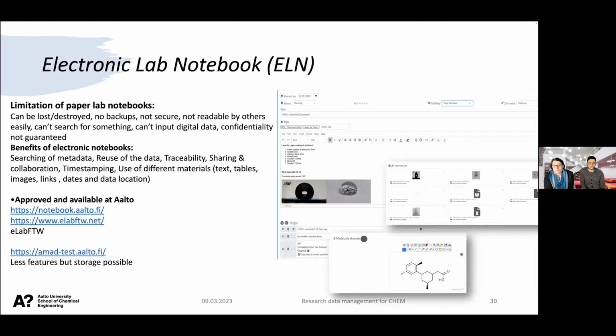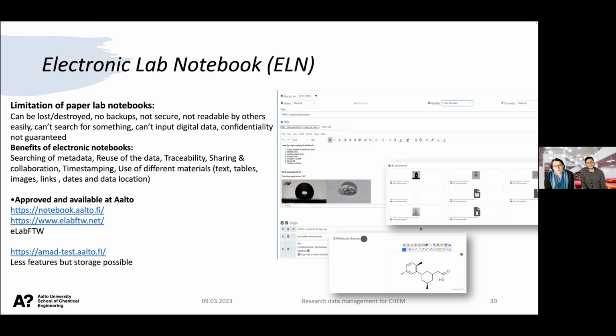So now we'll talk briefly about the electronic lab notebook. I hope you are all at least using a paper lab notebook. If you don't know why, it's because you need to keep all your metadata about what you did, what you observed, when you did it, where, with who. So it's really important to keep a lab notebook.